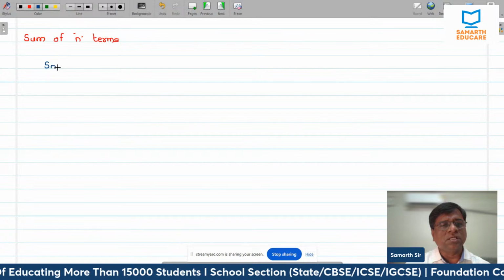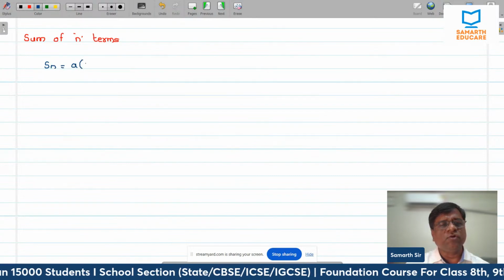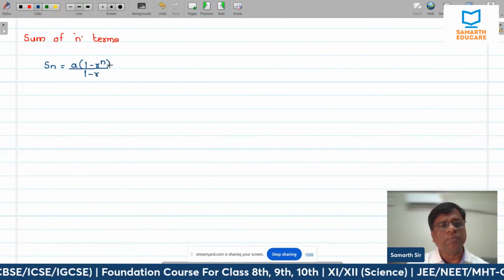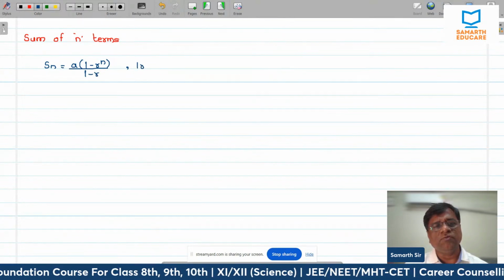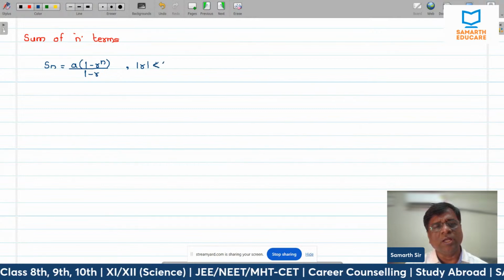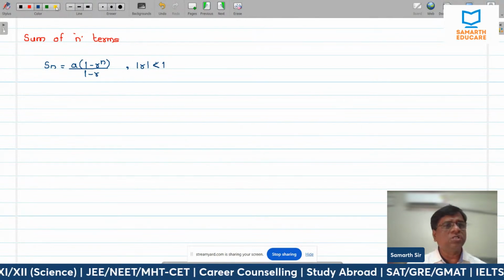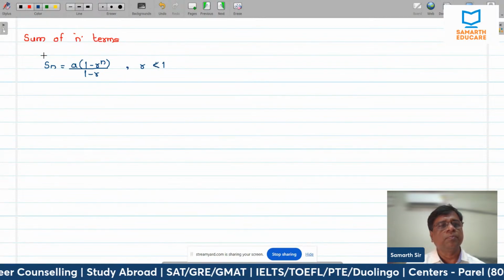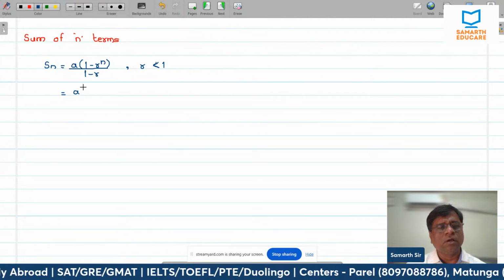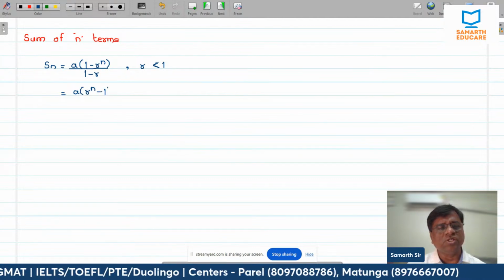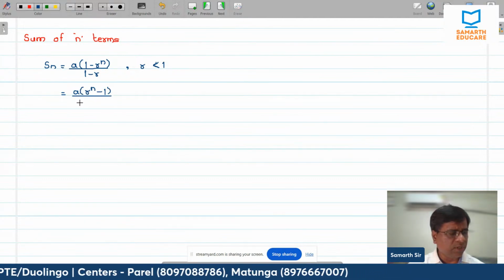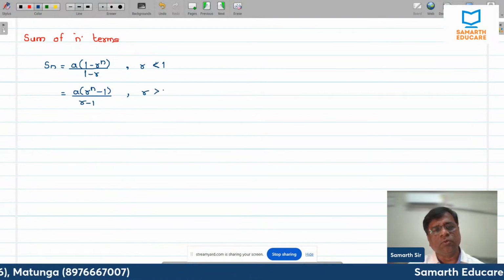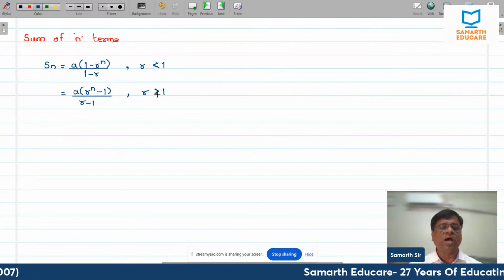Sn is, this is the basic formula: a(1 minus r raised to n) divided by (1 minus r). Now, this is applicable only if r is less than 1. In your syllabus, they don't look for mod r, it is only r less than 1. Then what will happen if r is greater than 1? We change the formula to a(r raised to n minus 1) divided by (r minus 1). So this is for the value of r greater than 1.